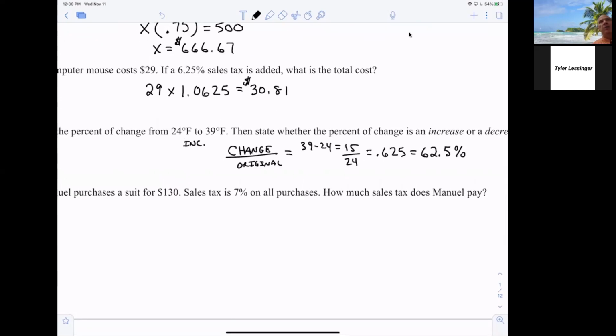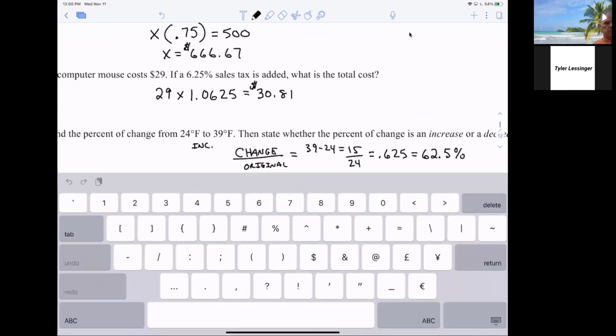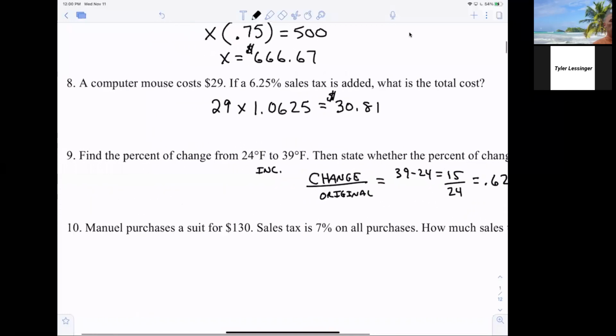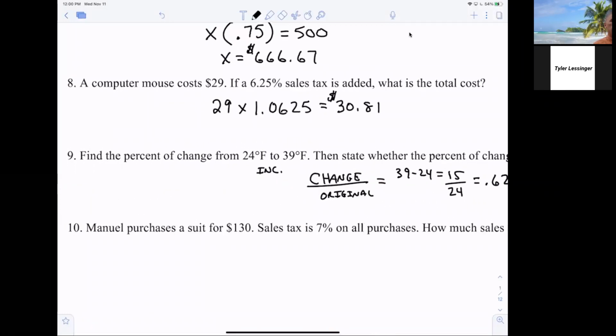Speak up, I can't hear you. Why are you adding, how do you know if you should add the decimal? Remember here, buddy, because they're asking for the total cost, you have to pay 100% plus the 6.25%, which is 106.25%, which is 1.0625.